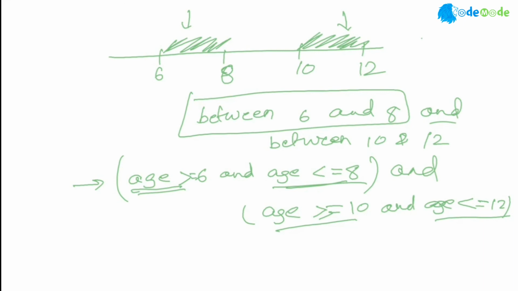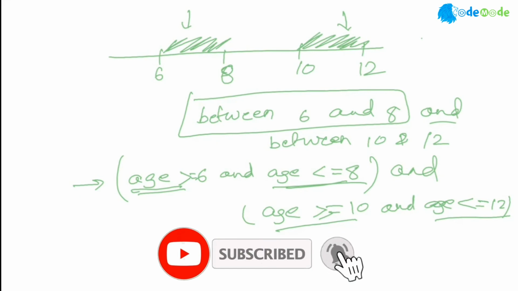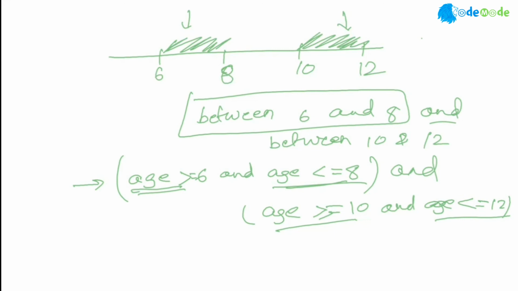But again, I'm making a mistake. And I was waiting for somebody to tell me that I'm making a mistake. And I'll tell you why. Suppose you take age 6. The person has to belong either to this group or this group. A person cannot belong to both groups at the same time.